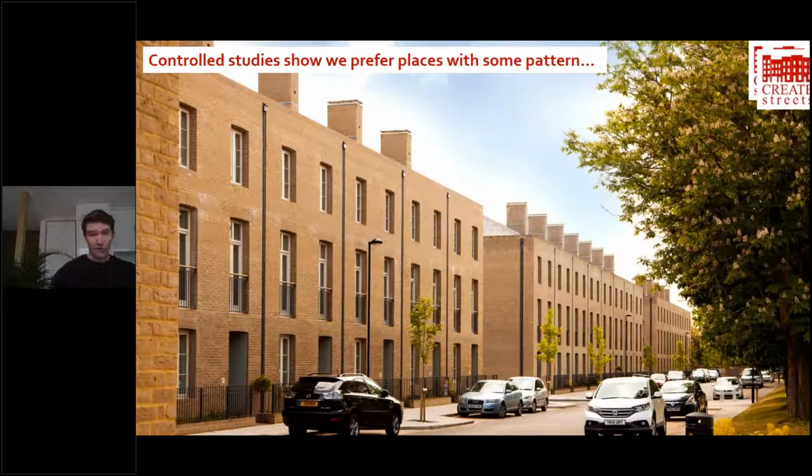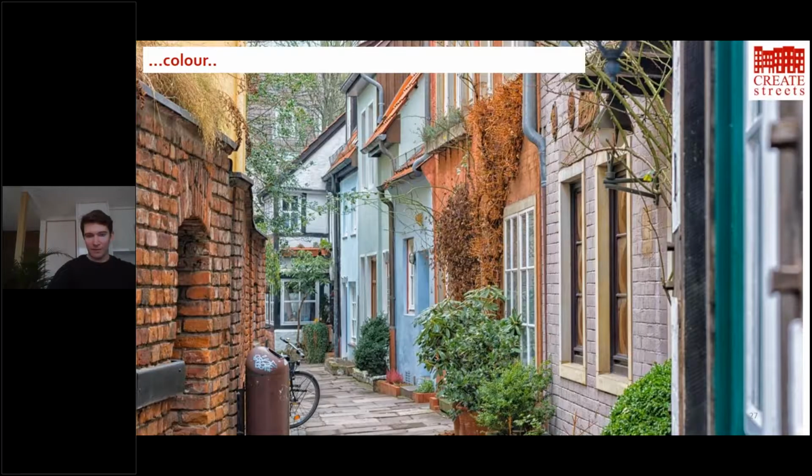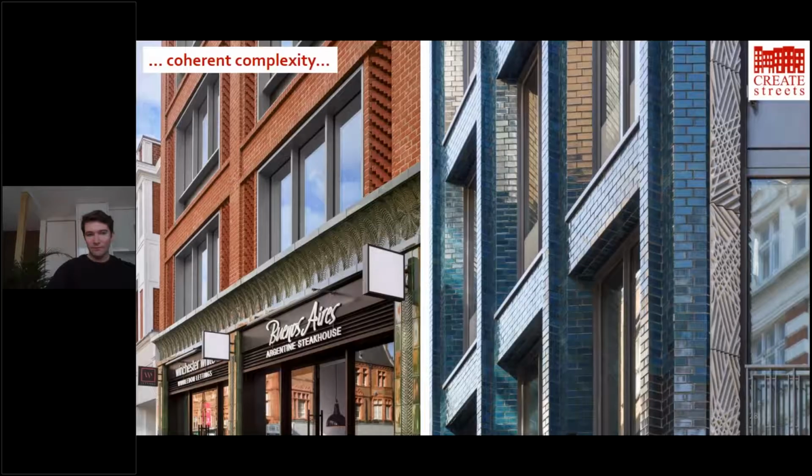Lots of our controlled studies show that we prefer places with some pattern, and there's a lot more of this on our website and our recent book, Streets and Squares. Evidence behind appreciation for colour, coherent complexity. So how do buildings look from 50 centimetres away versus 50 yards away? You want a place which engages the eye with texture from afar, but also up close. So thinking about the materials that we're using.